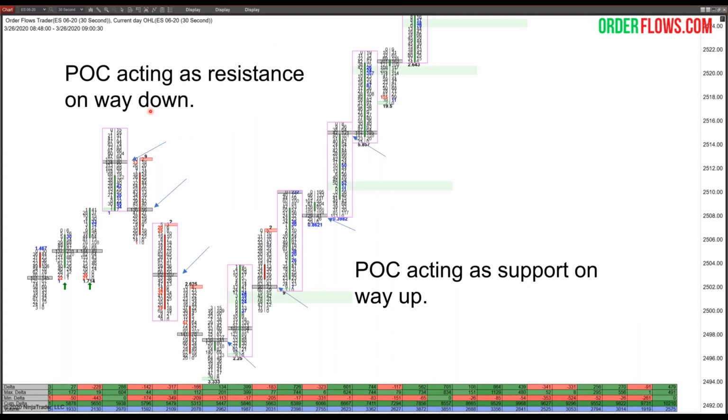Okay, on the way down, point of control is acting as resistance. Here it got within 2 ticks. Here it got within 3 ticks. Here it got within 3 ticks. You put in your bottom, starts rallying back up, comes back down to that level. Here we're still above it, comes back to 1 tick past that point of control. Here, the point of control is up here, but here we trade below it. This next bar, right to that point of control. This next bar gets within 3 ticks past this point of control. So now on the way up, it's acting as support.